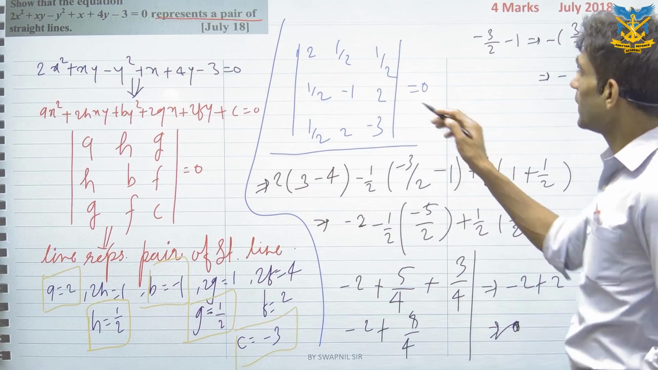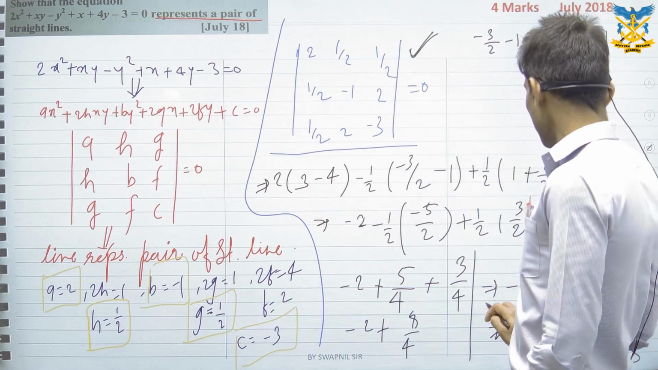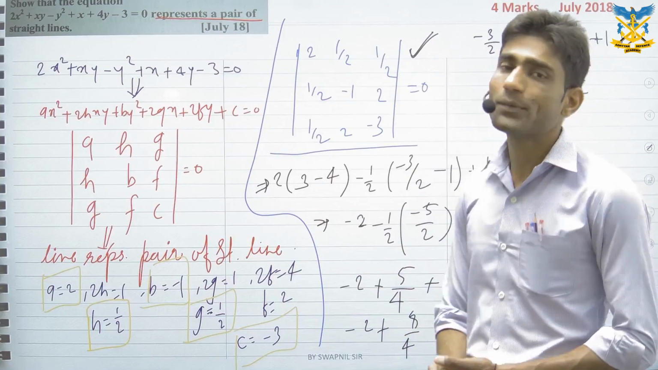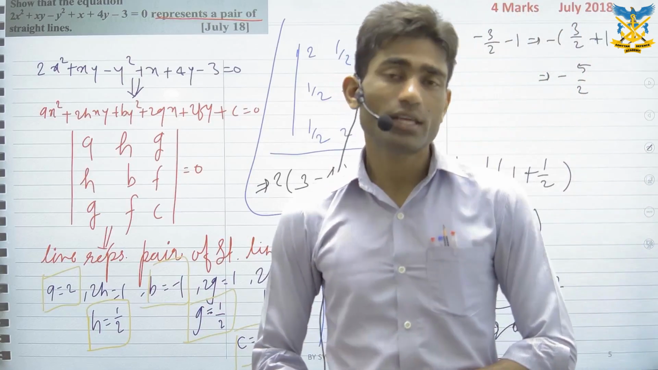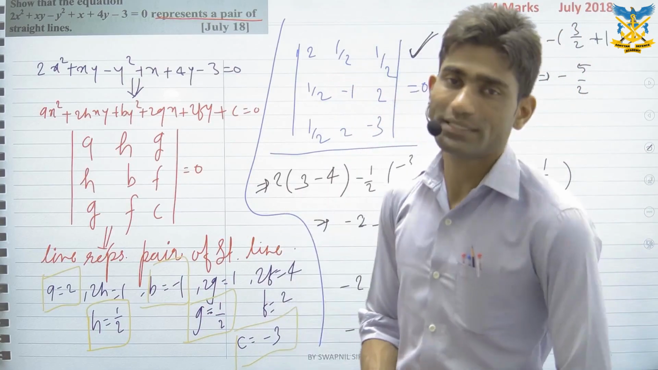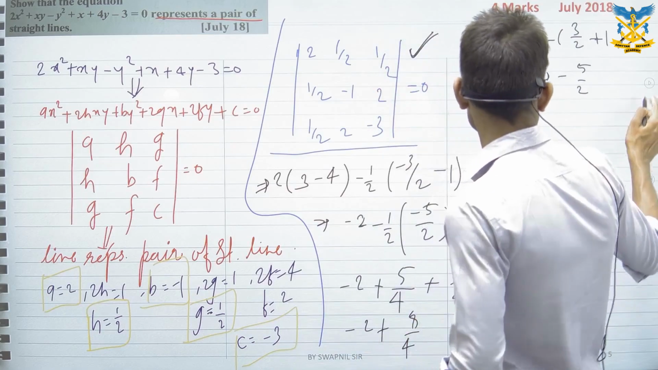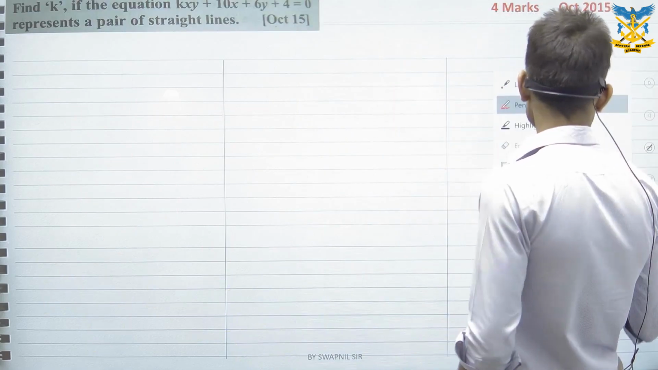If our determinant gives us the value 0, then we say that our given general equation of a line represents a pair of straight lines. I'm expecting you all have understood this solution. Let's move to the next example.